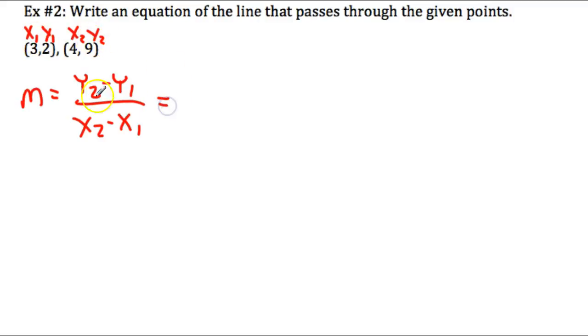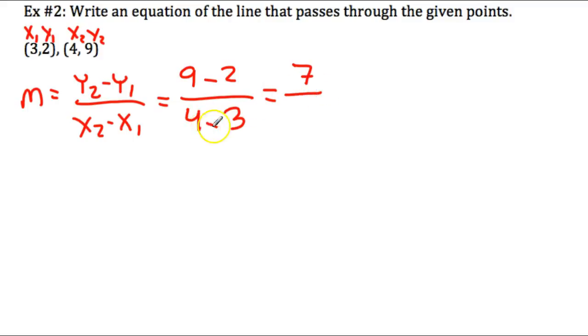Now I want to plug in the numbers. y2, that's 9, minus y1 is 2, divided by x2 is 4, minus x1 is 3. So I've got this. I need to simplify. 9 minus 2 is 7. 4 minus 3 is 1. That simplifies to 7. So this means my slope equals 7.